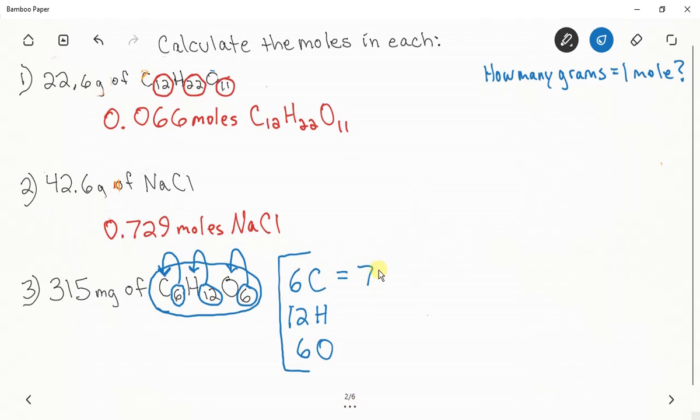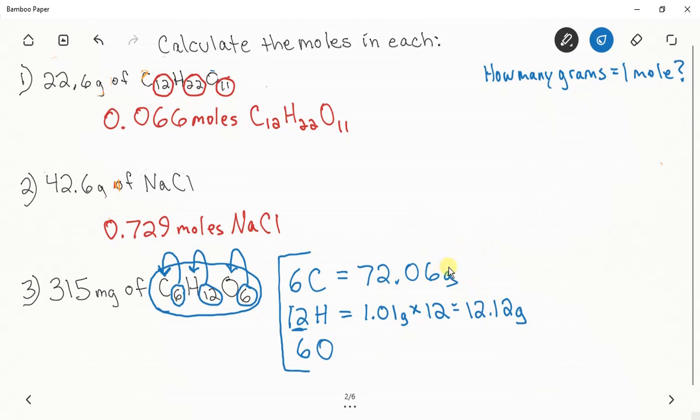So the 6 carbons is 72.06 grams altogether. And now we need to deal with the 12 hydrogens. Well, we know that hydrogen is 1.01 grams per hydrogen. And so if you multiply that by the 12, because we have 12 hydrogens, that's going to give us 12.12 grams in 1 mole of H sub 12, or 12 hydrogens.